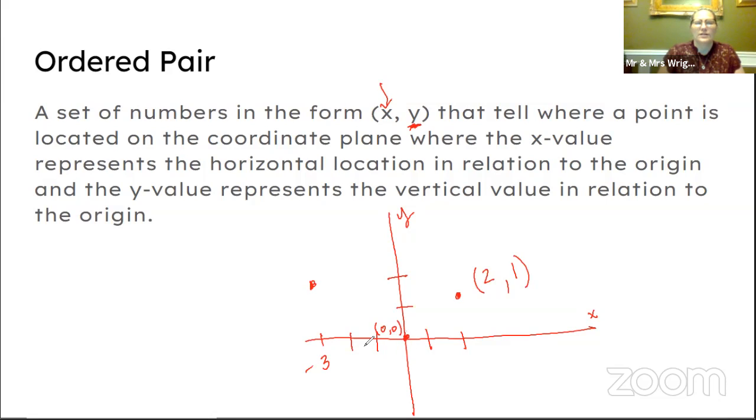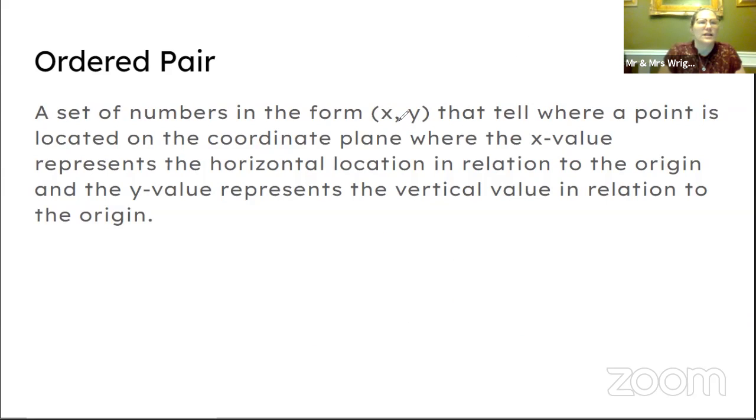This point has a horizontal movement in the negative direction, so negative 3, and then 2 in the vertical, which is positive. Down here would be the negative. Okay, negative 4. So this is an ordered pair when it's written like that. Many times we see answers in ordered pair form, such as the x and the y intercepts.